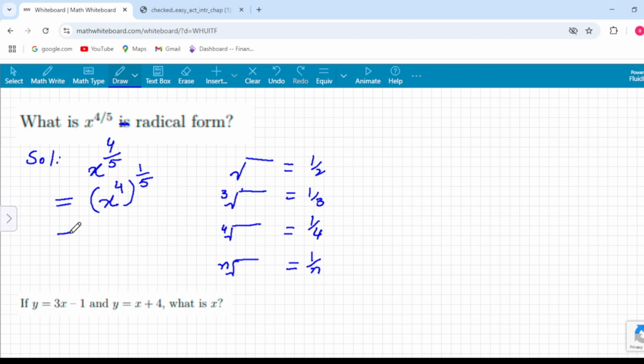Now you can see that x power 4 stays as it is. So 1 by 5 means fifth root, similarly like this, index 3 means third root, index 4 means fourth root, index 5 means fifth root. So we can write 1 by 5 as fifth root of x power 4. So a radical form of x power 4 by 5 is the fifth root of x power 4. So this is the solution of this.